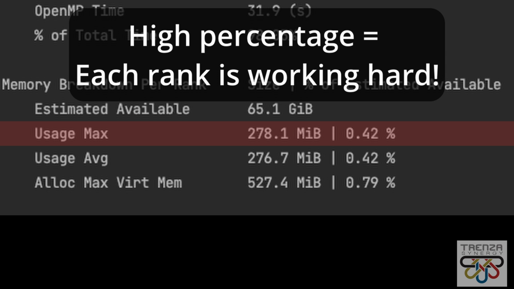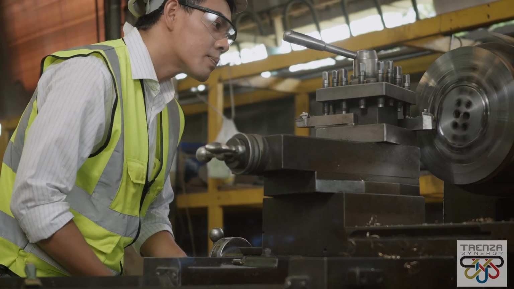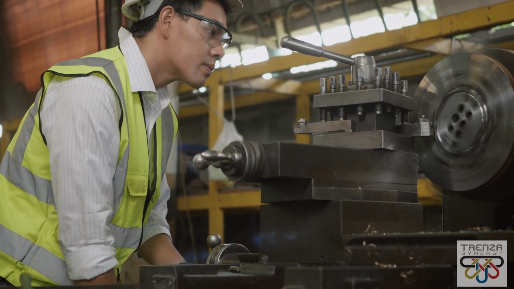A high percentage of memory usage indicates that each rank is doing a lot of work, and this can make your application take a long time to run. If your memory usage is too high, it could exceed the safety margins of the HPC system, which then might cancel your job midway through your run, losing both time and work.